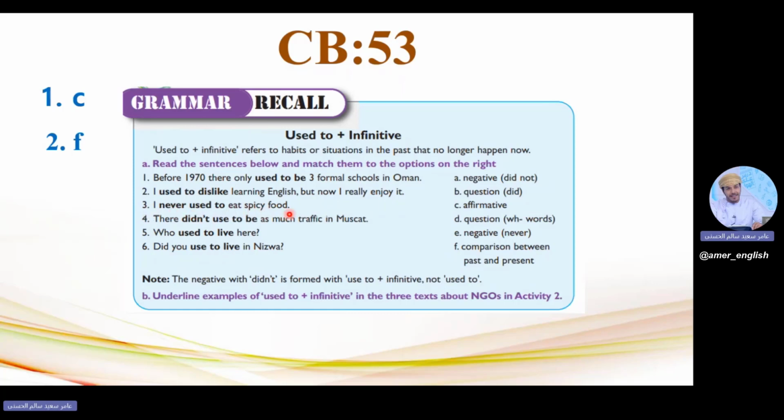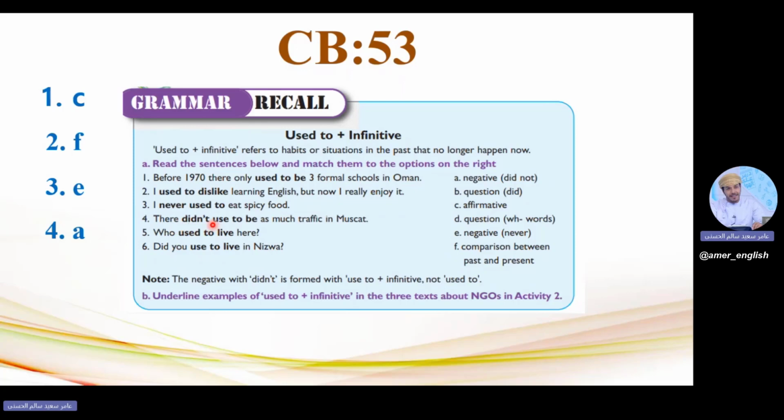I never used to eat spicy food. So here we have never. I never used to eat spicy food. So the answer is E, negative. But we have 2 types of negatives. We can form a negative sentence using never, and also we can form a negative sentence using did not, like number 4. There didn't use to be as much traffic in Muscat. So the answer is A, didn't or did not.